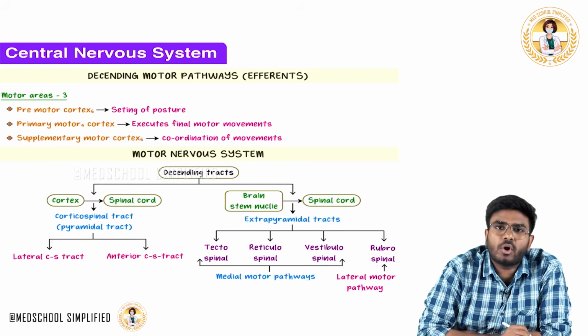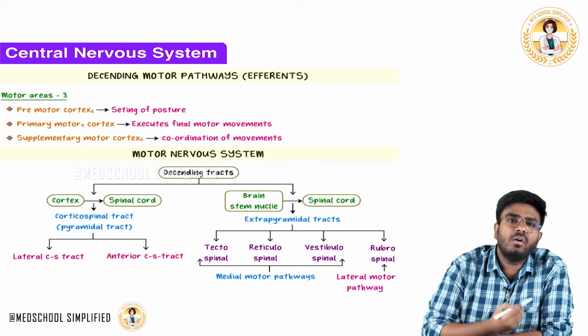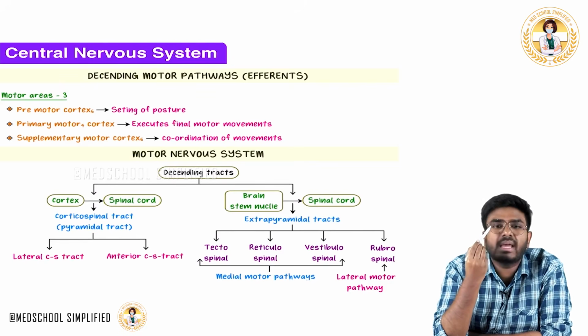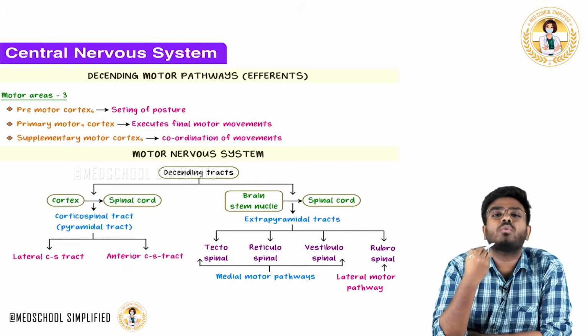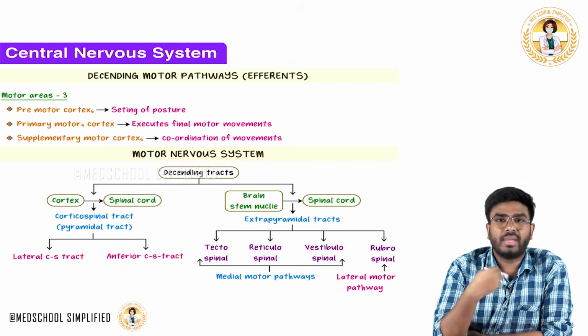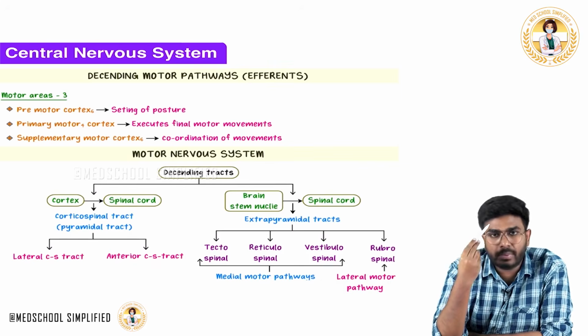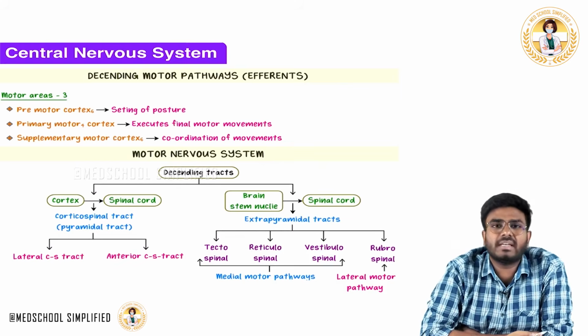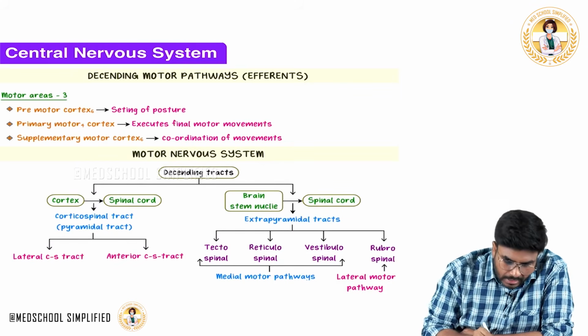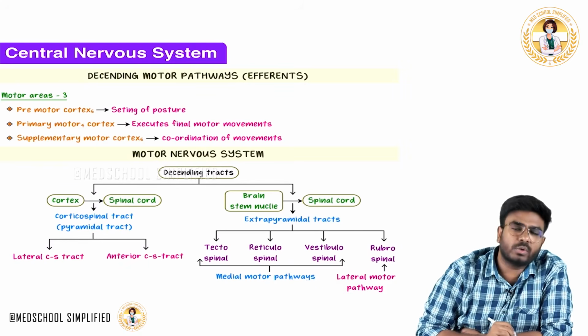Now in the motor nervous system, what are there? Descending tracts are there. From the brain, information has to come down into the spinal cord. So descending tracts run from up to down, from brain to the spinal cord. How many types of descending tracts are there? We'll see. There are mainly two types.